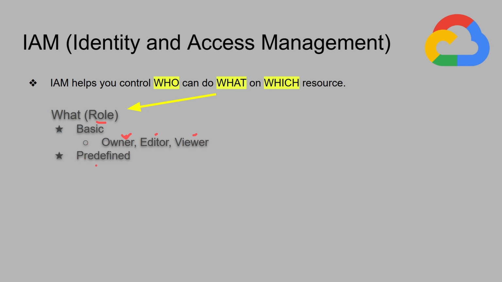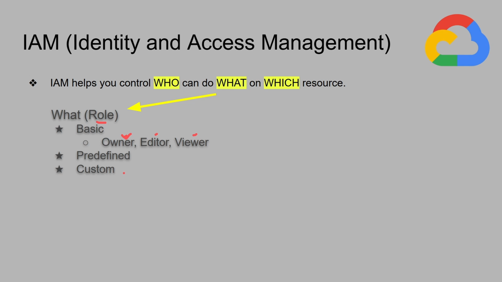So the next one is predefined. Predefined roles are created by Google, and Google Cloud manages them. We'll see in our demo how to use predefined roles for granular level access on resources. And the last one is custom, which means we can create our own role and give selected permissions to that custom role so that we can control our resources at a more granular level.